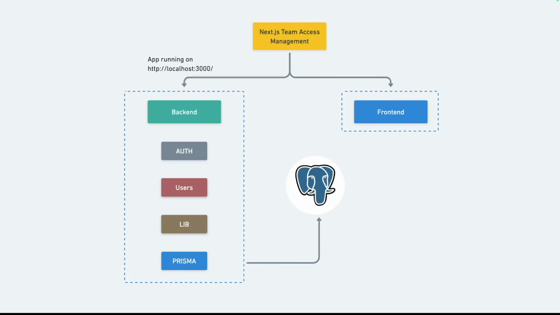So we will be having an auth module, which is going to have all the login, logout, and all the endpoints related to the authentication. Then we are going to have the user module, which is going to give us all the users and where you can also make the assign a user to a team or role. Then you're going to have the library folders, which is going to contain some helper functions. You will be having a Prisma ORM, which is going to connect with your Postgre database.